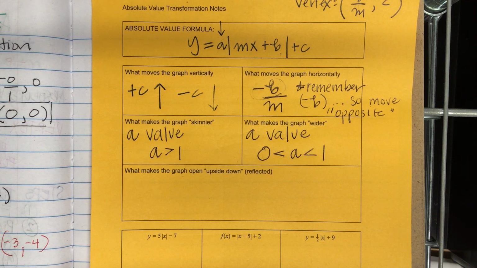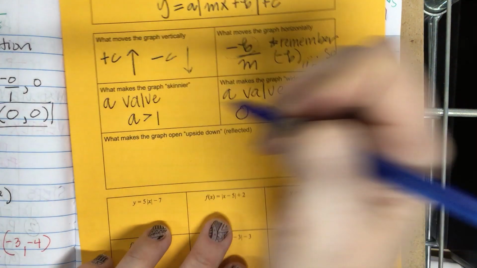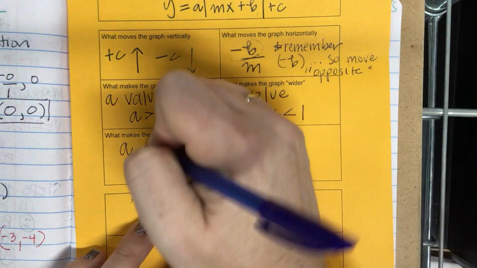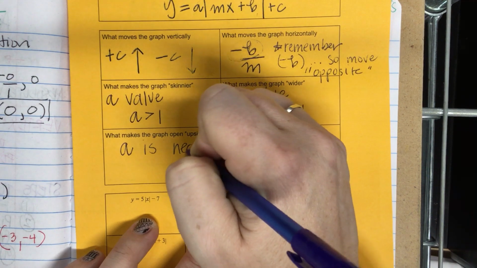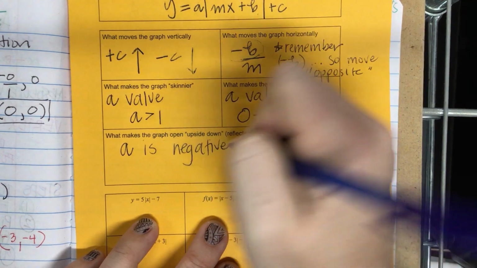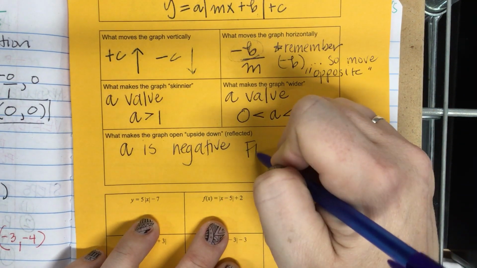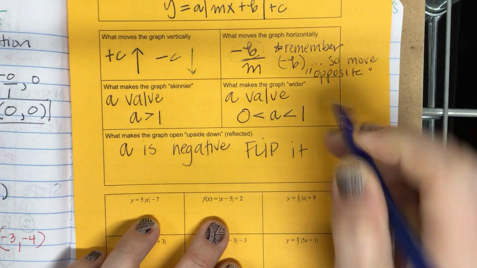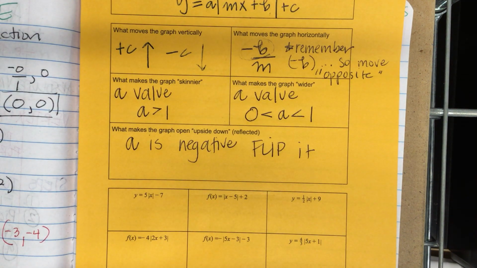What about negative 1/2? Makes it wider and upside down. If A is negative, flip it. It can get wider or skinnier below the x-axis.